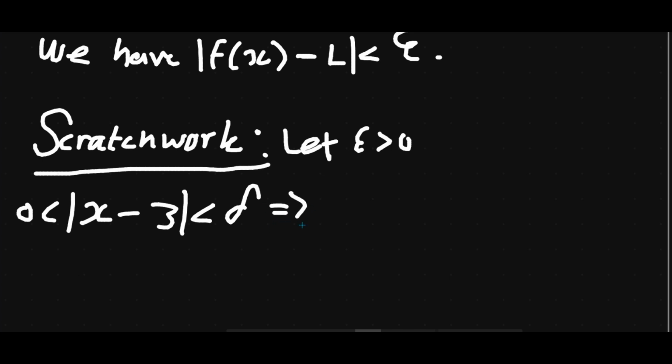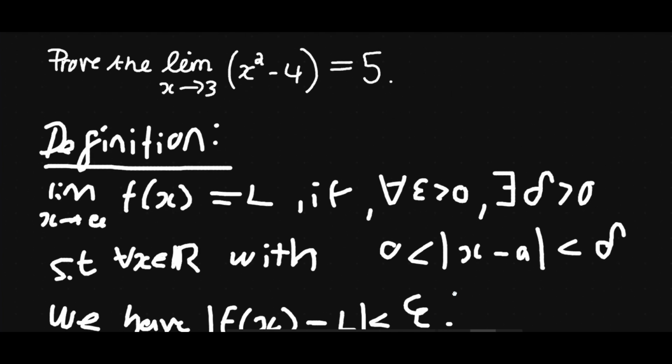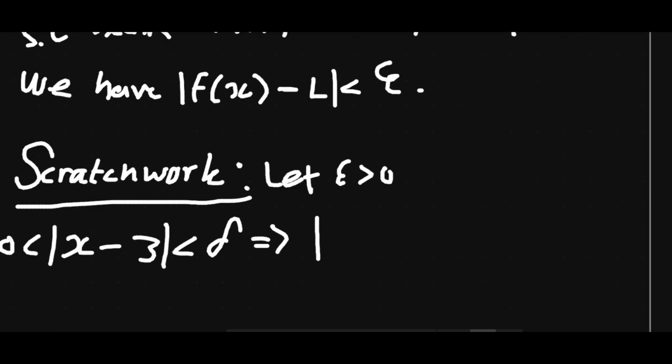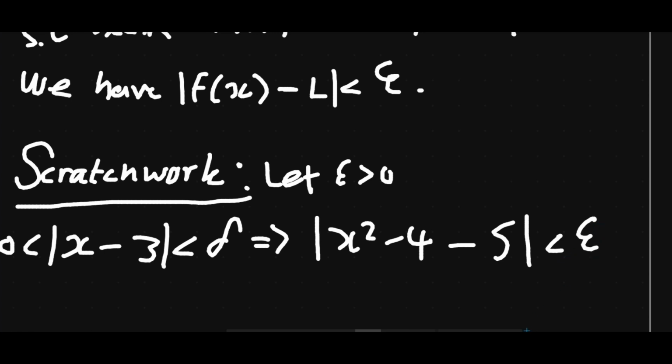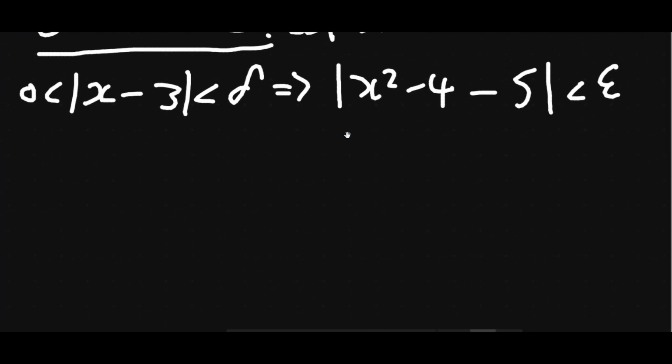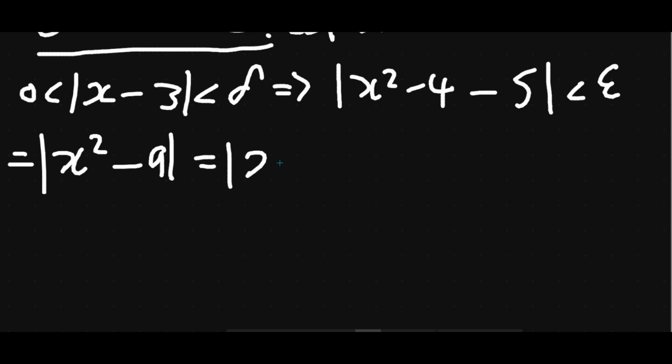And we're trying to get to the distance between f of x, which is x squared minus 4, let's write that down, f of x minus L, which is 5. Okay, and we want this to be less than epsilon. So let's go through it and simplify this down a little bit. So this equals x squared minus 9. This is quite nice because we can factor this into x minus 3 and x plus 3.